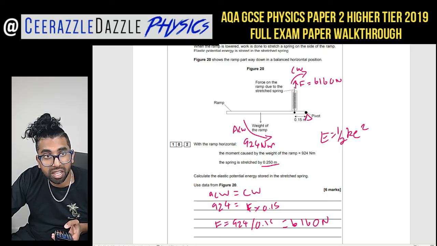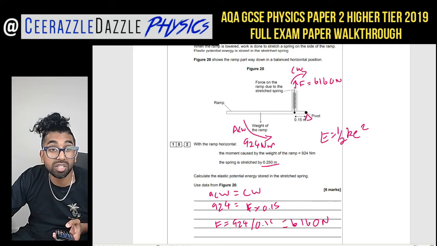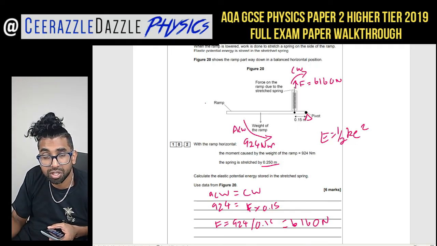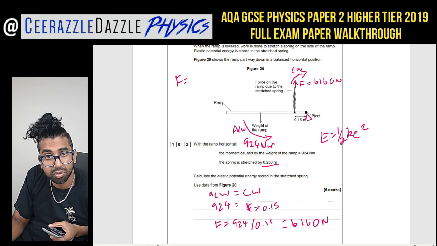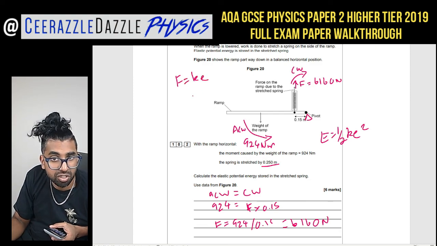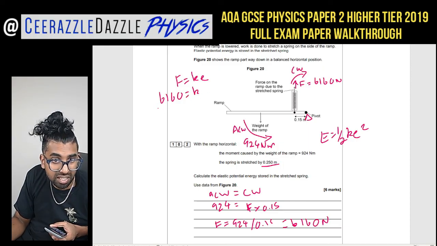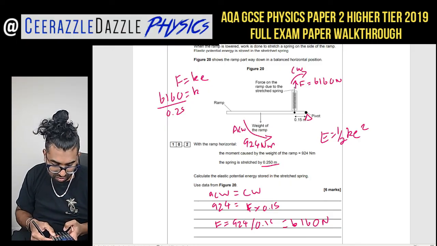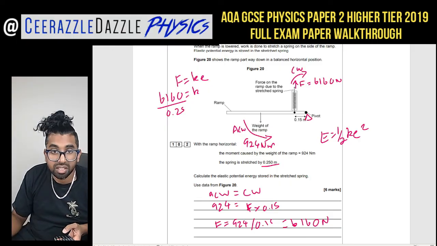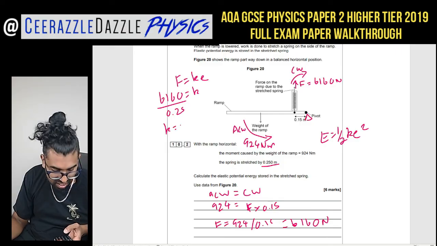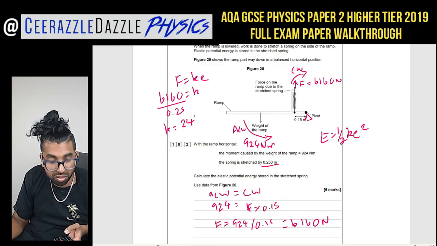Right, now you might be thinking, hang on a minute. Now we know the force. How's that going to give me k? Well, we can use another expression to work out k, which is the Hooke's law one. Force is equal to k times the extension. We've got the force, 6160, is equal to k times the extension 0.25. So k is equal to 6160 divided by 0.25. So the value of k we're getting is 24640. Right, it's a hard one.